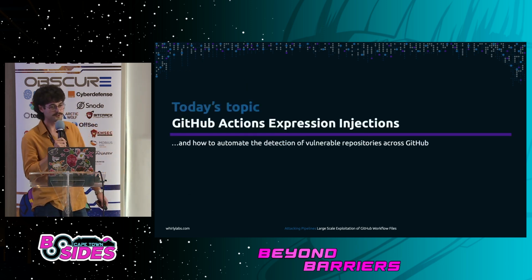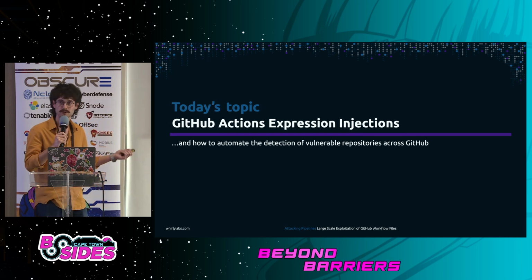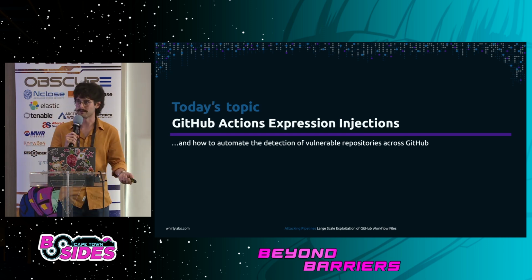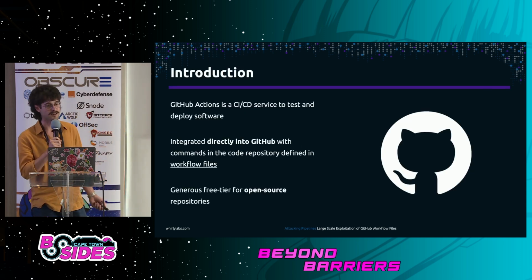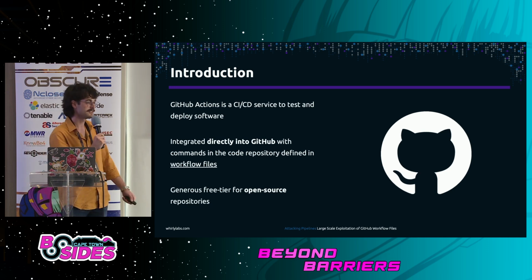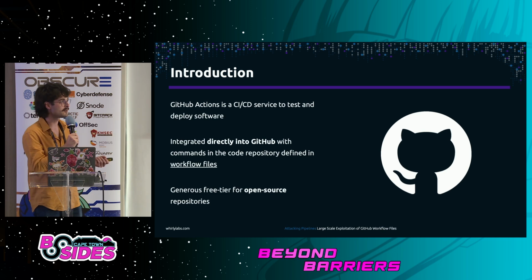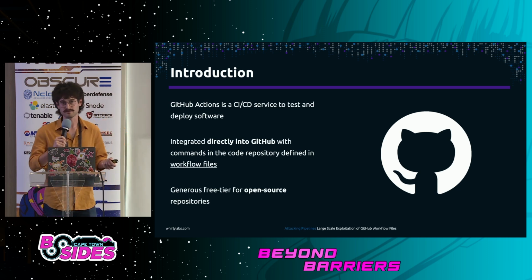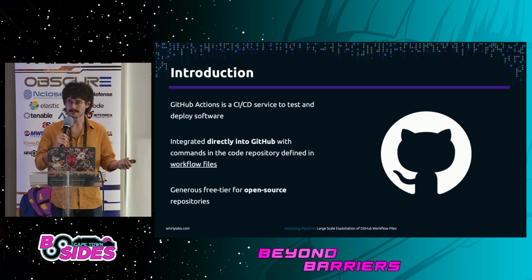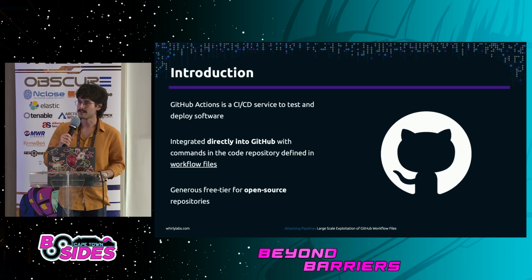So what is a GitHub Action expression injection, and how do we automate the large-scale mining of this? Well, if you don't know what GitHub Actions is, it's a CI/CD service. What is a CI/CD service? Basically automating anything that comes as a reaction of an event on your repository. So you make an issue or a pull request, and you can write some code that actually reacts and does something based on that.